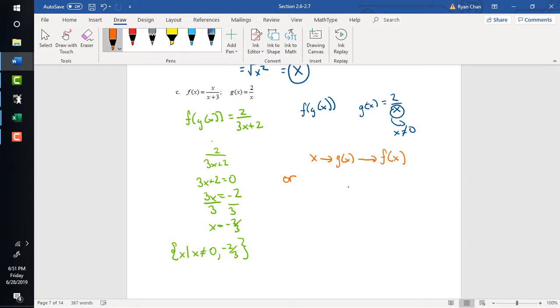So let's look. The idea is we want to work backwards. We notice here that we want negative 3. We want negative 3 to go to f of x because that would break the machine. So I need to think about something here for g of x such that it's going to result in negative 3.